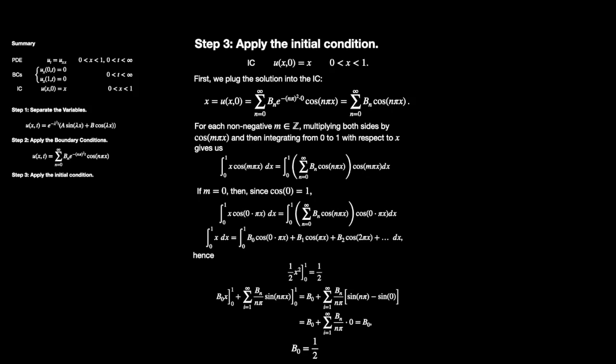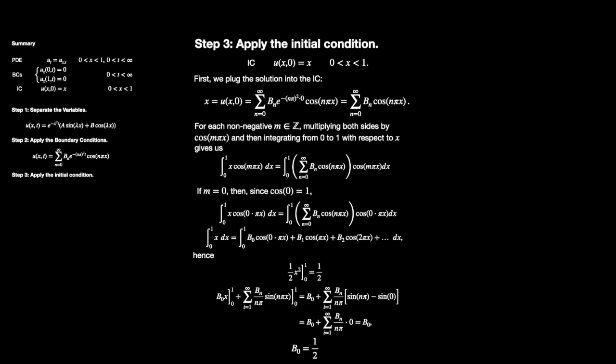Step 3, we're going to apply the initial condition. First, we're going to set x equal to our general solution when t equals 0. And then, as you may recall, we're going to exploit the orthogonality of the cosine functions over the interval between 0 and 1. So for some non-negative integer m, we'll multiply both sides by the cosine of m pi x, and then we'll integrate both sides from 0 to 1 with respect to x.